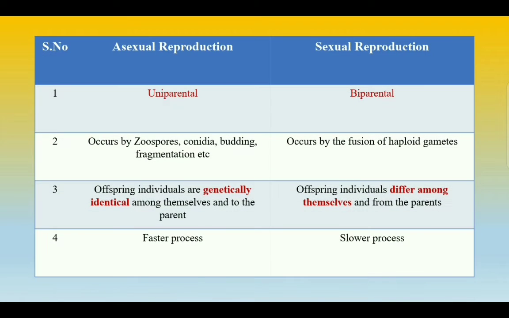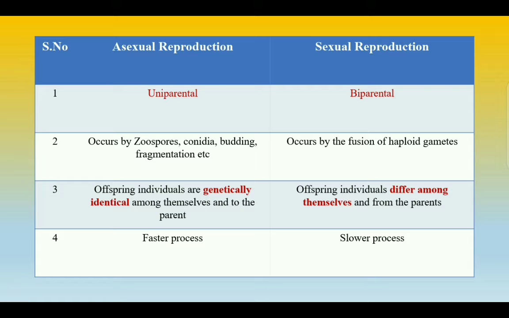Considering all this, what is the major difference between asexual reproduction and sexual reproduction? Asexual reproduction is always uniparental. Sexual reproduction is always biparental. In asexual reproduction, it occurs by zoospores, conidia, budding, fragmentation and many more. In sexual reproduction, it occurs by the fusion of haploid gametes.